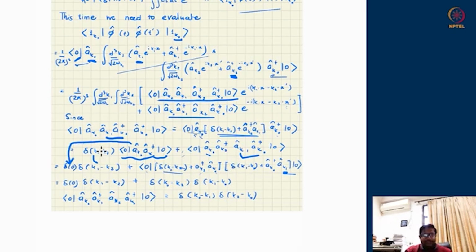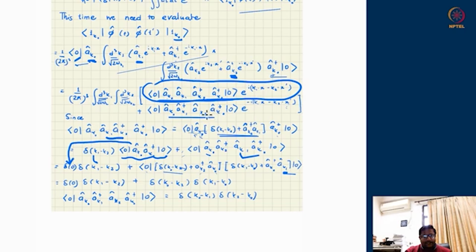So that means the first term which has appeared over here is just products of delta functions in a funny way. The first term is delta k0, delta k1 minus k2. The second term is delta k0 minus k2 and delta k1 minus k0. So this is true for this whole term. Now I know the whole term because I have completely computed the first expectation value.